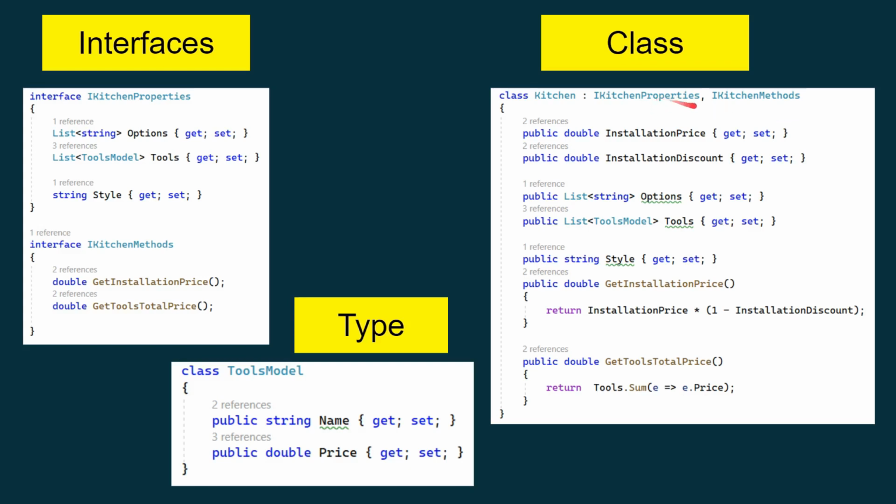So we have two interfaces here, and here we create our own type. This is how you can create your own custom type in C#. A custom type is a class. So we tell this list that all the items in the list are of type ToolsModel, and this is the type. The type has a name of type string and a price of type double. We also provide bodies for these methods.